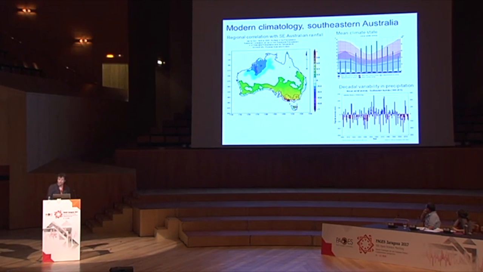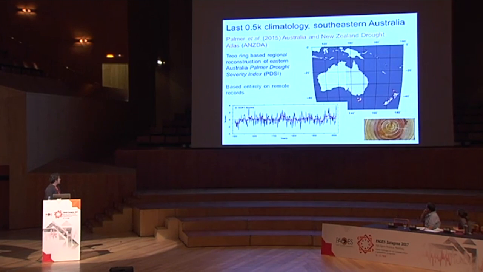So today I'll talk about the Holocene and how the evolution of the environment in Victoria and southeastern Australia. But the main focus of the research is really targeted at the last 2,000 years to try and understand shorter timescale variability. So if we think about the last 2K, there are plenty of very good records from Australasia, for example, the Australian and New Zealand Drought Atlas based on tree ring research.